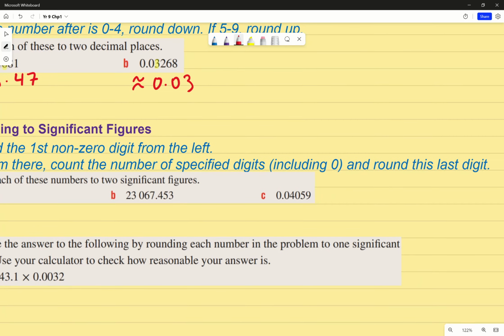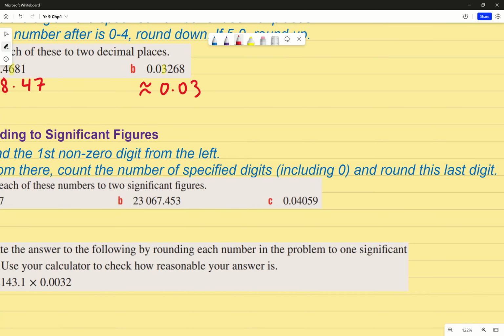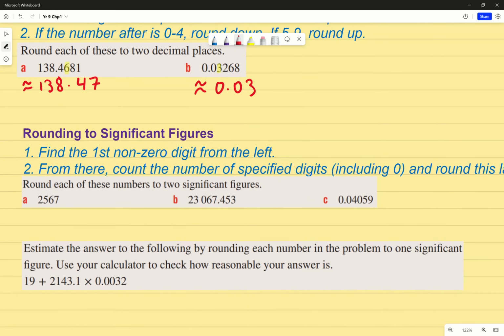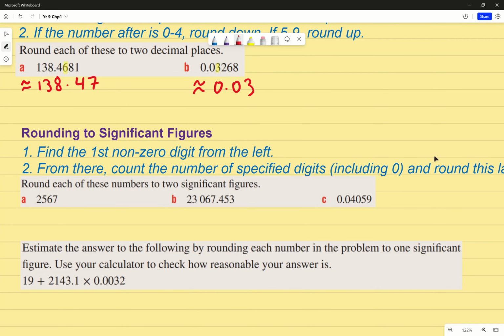Okay, that's it. So let's put that into practice. It's a lot easier than it sounds. The question says, round each of these numbers to 2 significant figures. This one's pretty easy. Find the first non-zero digit from the left, of course, that's 2. I need to count from there, count the number of specified digits, so that's 1, and then that's 2. So the second significant figure would be the 5.